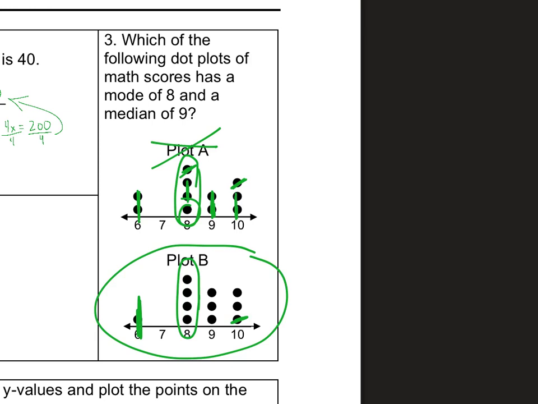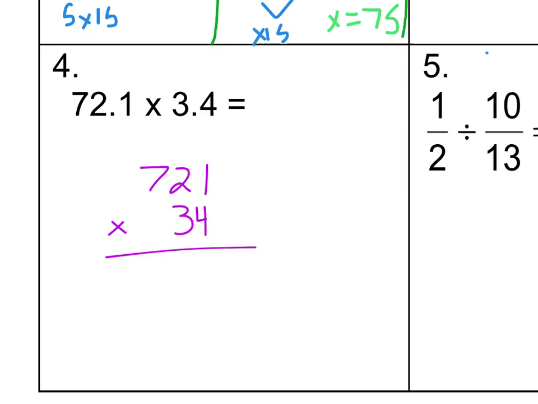Then we'll just go ahead and do 2 8s and the 2 10s, and then we have 2 8s and 2 9s, and we're still left with 1 9. So 9 is the median of plot B. So remember when we multiply decimals, we get to cheat a little bit.